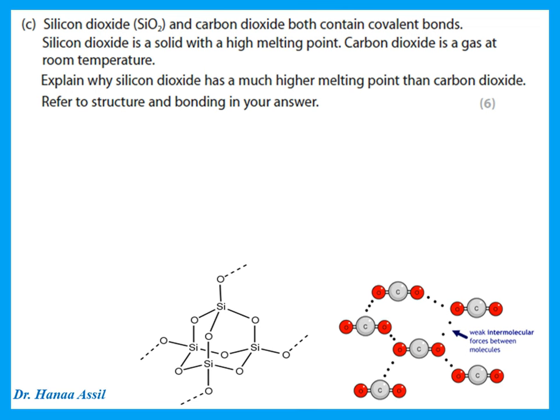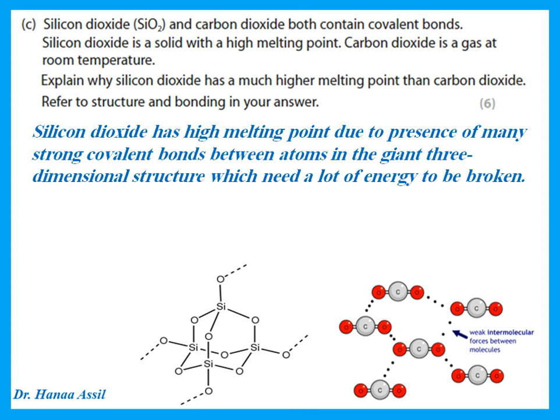So he's saying, explain why silicon dioxide has much higher melting point. I'm going to tell him because silicon dioxide has so-and-so structure with so-and-so attraction forces. And the other one has low melting point because of its structure and its bonding. So let's take a look at silicon dioxide. Silicon dioxide has high melting point. Why? It doesn't have strong attraction forces between something.